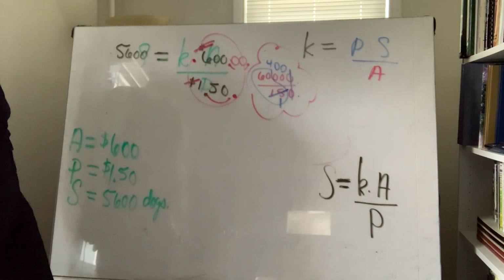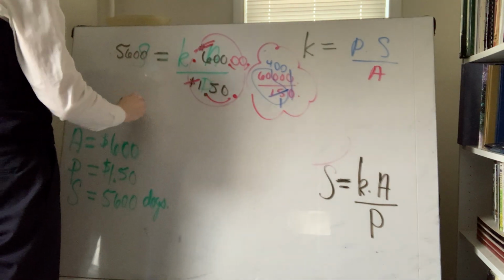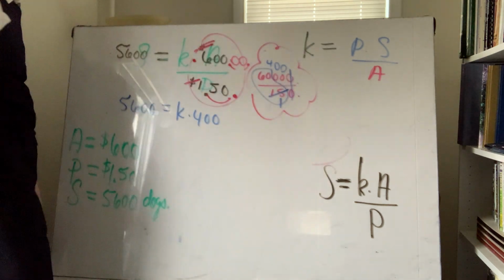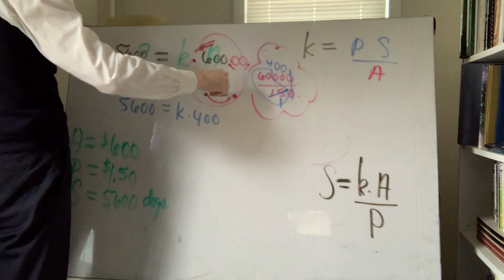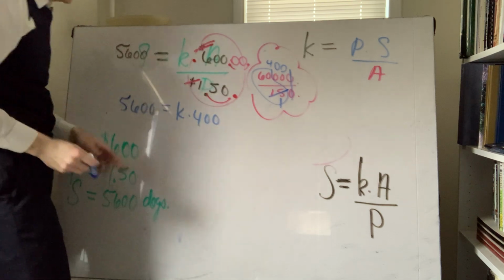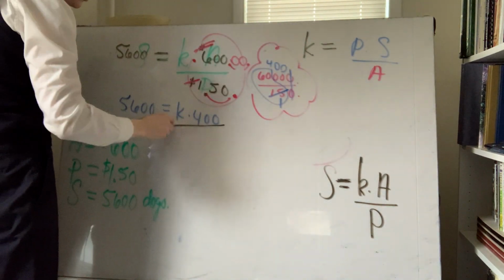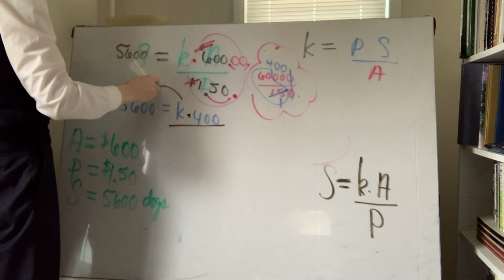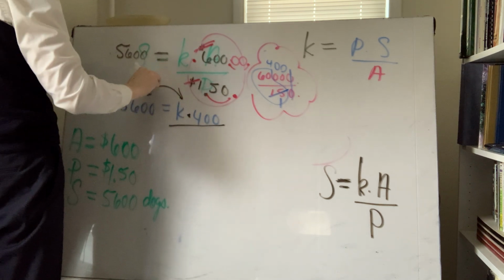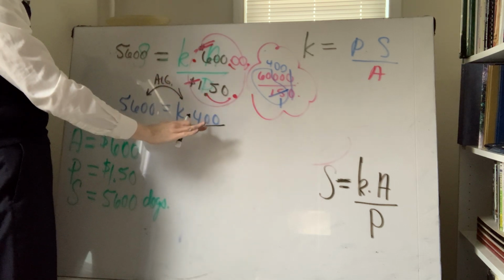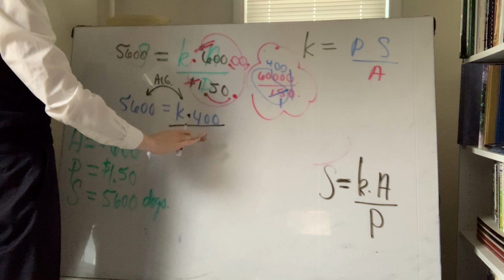When all is said and done, you have 5,600 equal to K times 400 left over. You would still have to solve for K in this instance, and you would do so by opposite operations. When you move over the equals sign, you perform algebra. When you stay on one side or the other exclusively, you perform arithmetic.